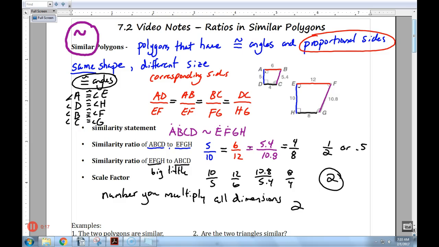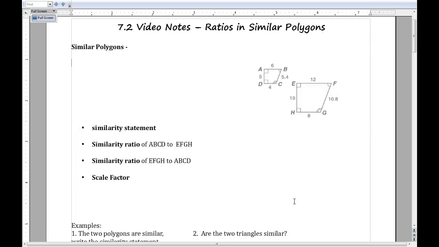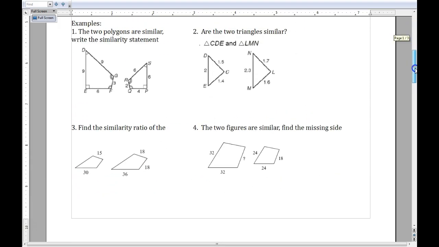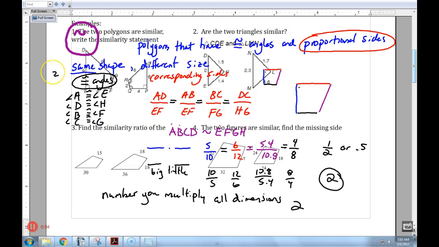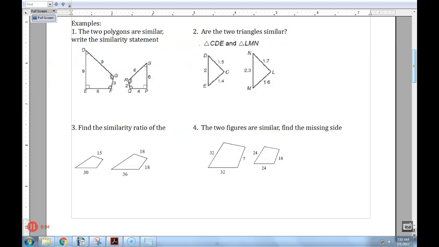Alright, let's move down. Do some examples down here at the bottom. This will get us ready for our homework. So the two polygons are similar. They give me that. Write a similarity statement. So I need to say exactly who's equal to who, and I just got to be careful that I match people up. So let's just say I go over here to the right and I start at D, and I go D, G, F, E.